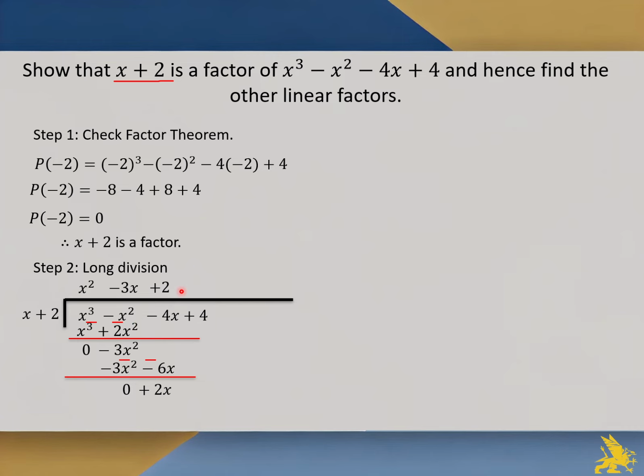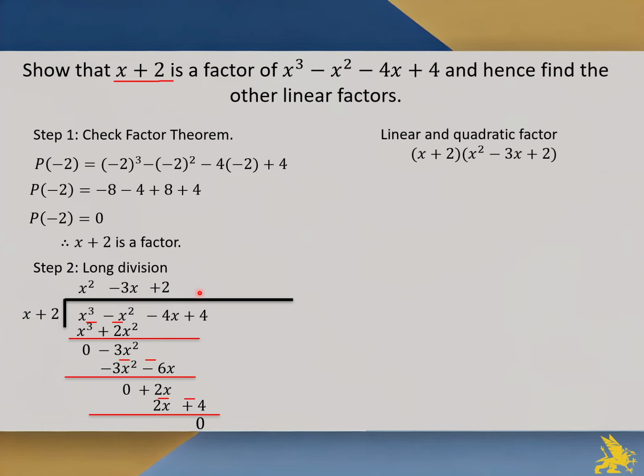I work out what I've shared. 2 times x is 2x, and 2 times 2 is 4. I take that away, and I've got 0. 4 take away 4 is nothing. So that means I've got a linear factor here, which is x plus 2, and I've got a quadratic factor, which is x squared take away 3x plus 2.